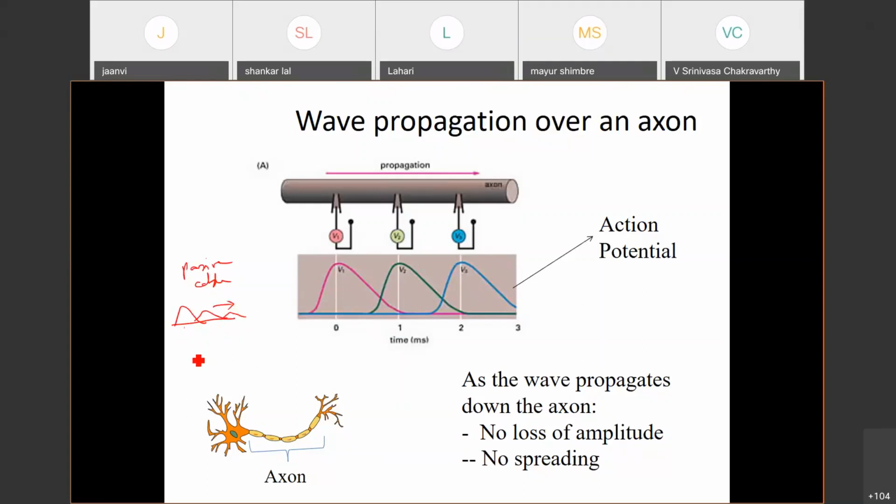Whereas in the case of an active cable, like an axon, as it propagates, it doesn't lose energy. Whatever shape it initially has, it keeps that shape intact. So that's what you see in this picture. There is no loss of amplitude, no spreading in time. So this kind of propagation of a wave on the axon is something special to the axon. This wave that is shown here is the action potential.